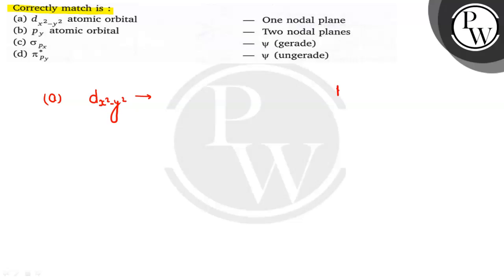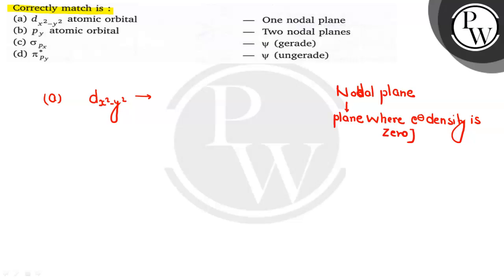So nodal plane is nothing, nodal plane is basically the plane where electron density is 0. Okay, so basically this is the meaning of nodal plane.